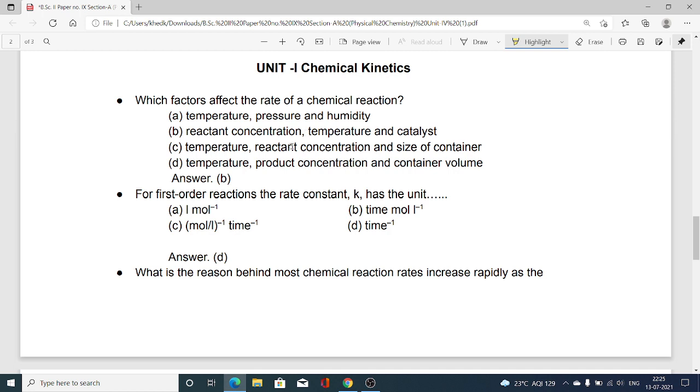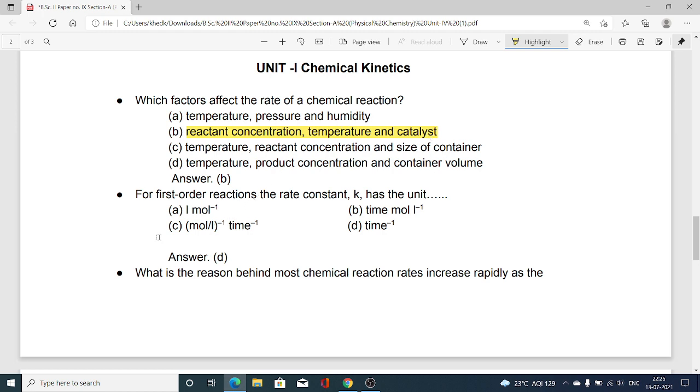Option C, temperature, reactant concentration and size of container. This is not a suitable one. Option D, temperature, product concentration and container volume. This is also not a suitable option. And hence option B is the correct option for the question, being the rate of chemical reaction is affected by the concentration, temperature and catalyst.